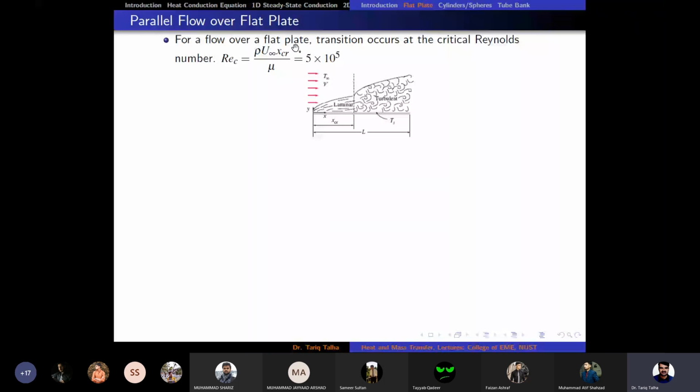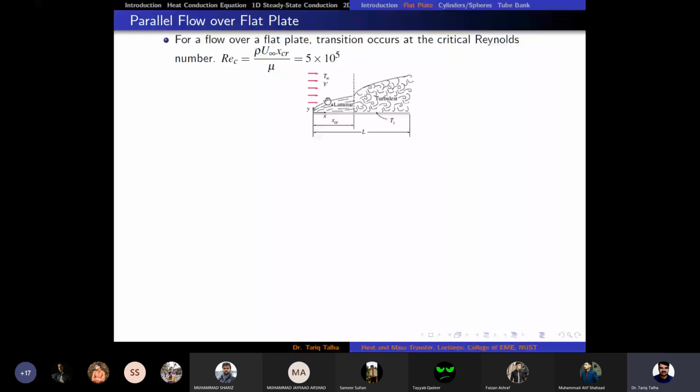For the flow over a flat plate, the critical Reynolds number is, as I also told you in the last class, around 5 lakh or half a million. The definition of Reynolds number is rho times U_infinity times x_critical divided by mu. So x_critical is the distance from the leading edge of the flat plate, and that is the length up to where the flow remains laminar, and after that the flow transition begins.